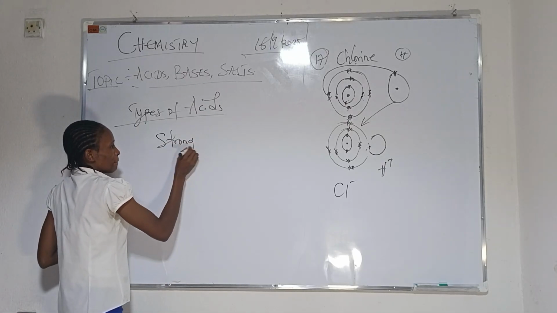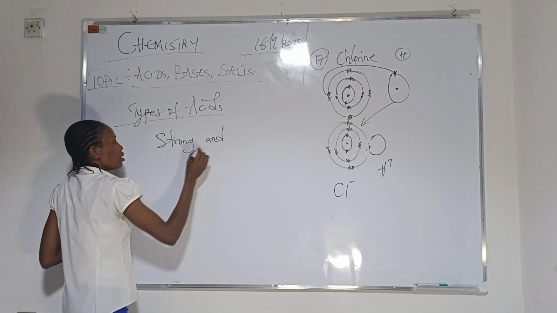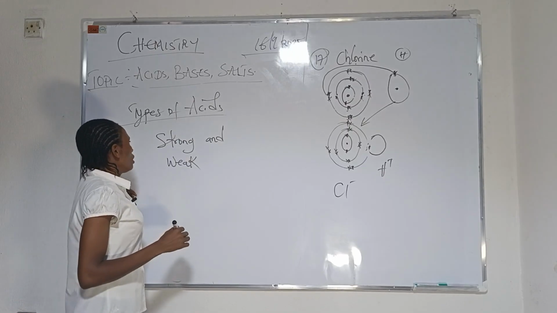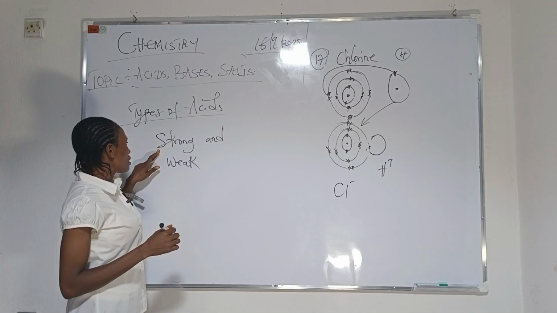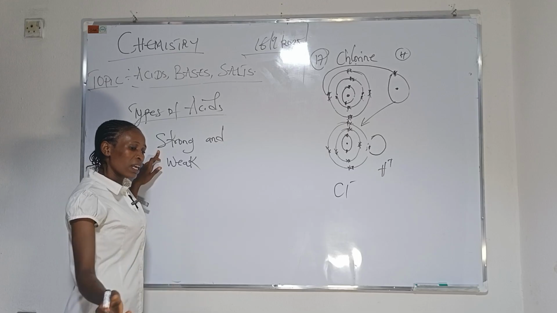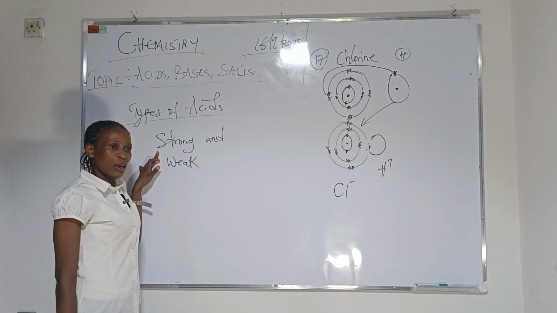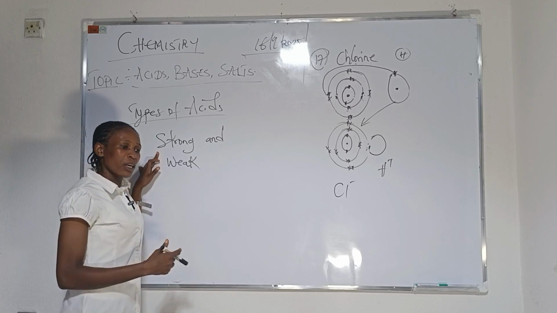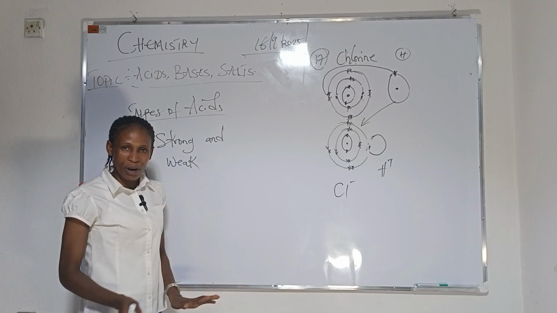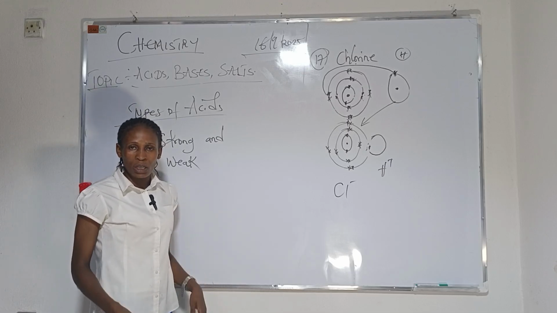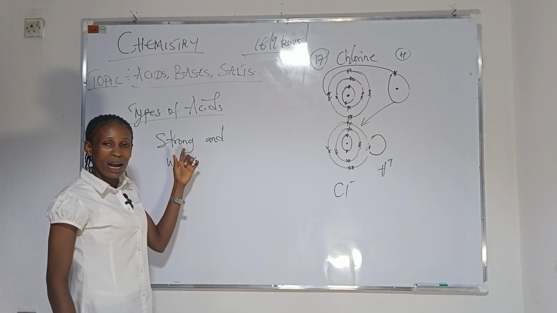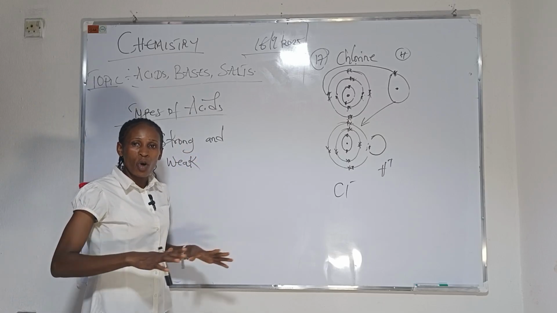Strong and weak acid. When you are talking about strong acid, these are acids that ionize completely in water. When we say ionizes completely in water, that means all the replaceable hydrogen ions in this strong acid will be removed or will dissociate.